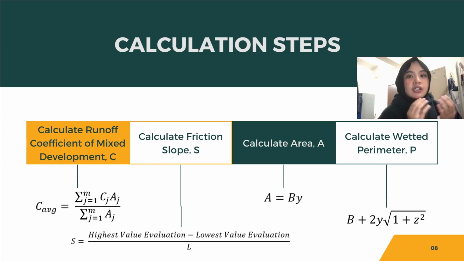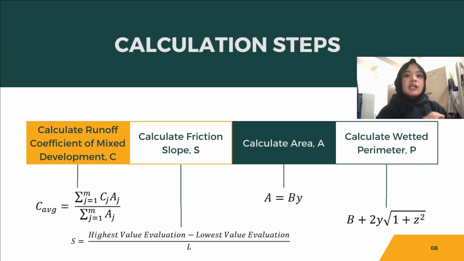So next is the calculation steps. Firstly, we calculate the runoff coefficient of mixed development, C. The equation is shown in the slide. C average is the average runoff coefficient, C_j is the runoff coefficient of a segment, A_j is the area of the segment, and M is the total number of segments.